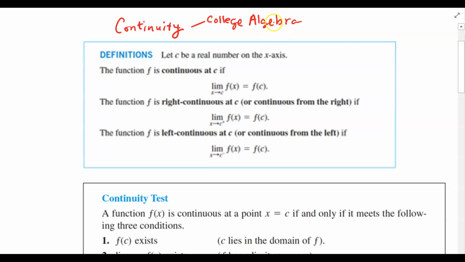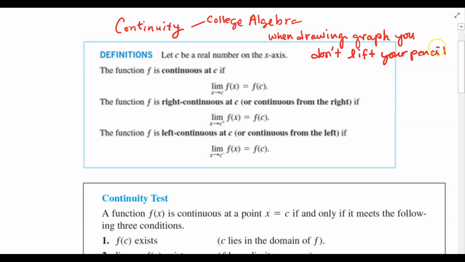And when we would draw the graph, let me write that down. When drawing the graph, you don't lift your pencil. All right? So when drawing the graph, you don't lift your pencil. That's what it meant back then. It's continuous if, when you're drawing the graph, you don't have to lift your pencil.